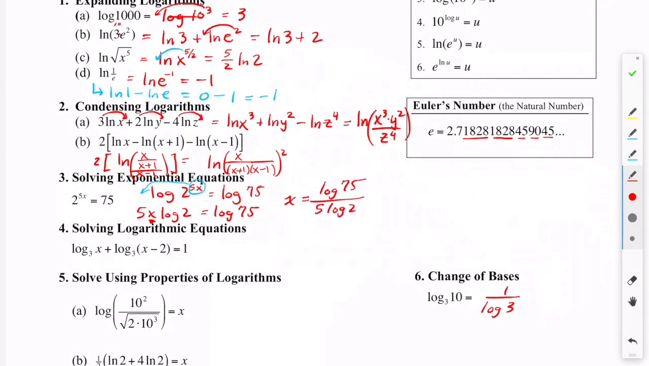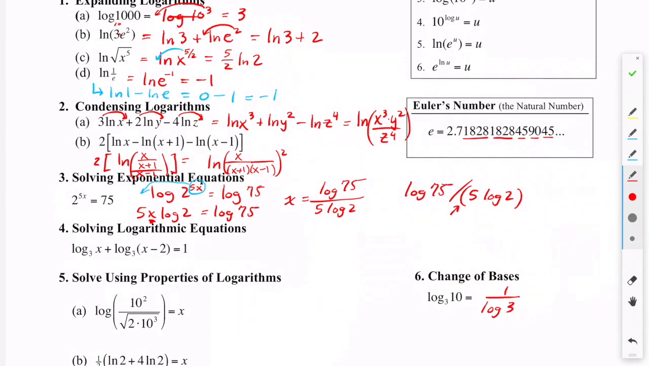Now when you type this into your calculator, make sure you type it in like this: log 75 divided by 5 log 2. Now this is a mistake if you type it in this way, because your calculator is actually going to do the division first and then it's going to multiply. But instead what we want to do is divide by this whole denominator. So make sure you use those parentheses right there when typing this into your calculator.